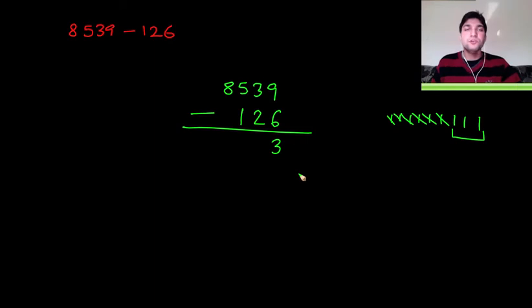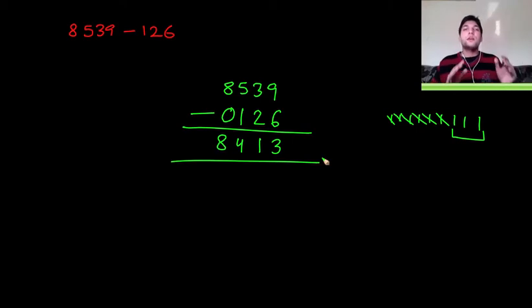Then 3 minus 2, that is 1. 5 minus 1, that is 4. Now 8 minus, we don't have any number over there, so we can assume it to be 0. So 8 minus 0 is 8. So our answer will be 8,413 because 126 was subtracted from 8,539. Alright? Let's do another question.